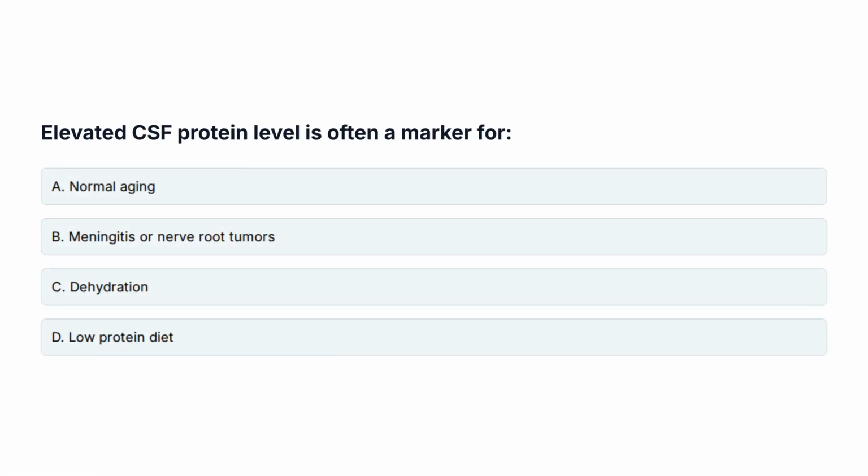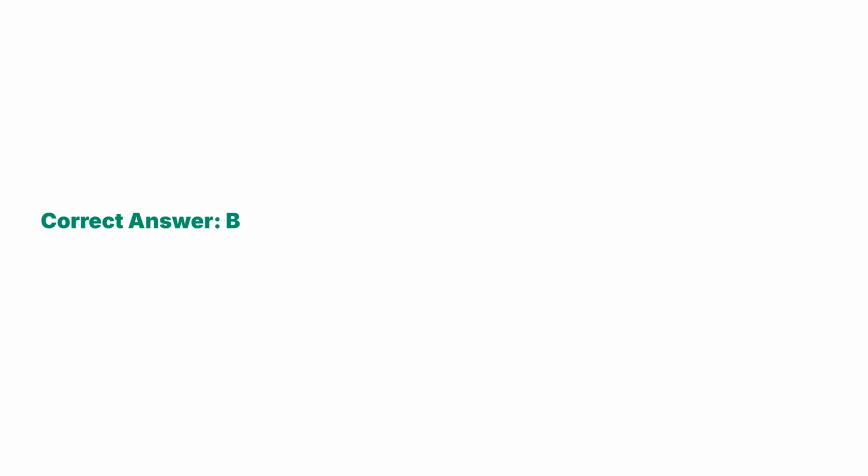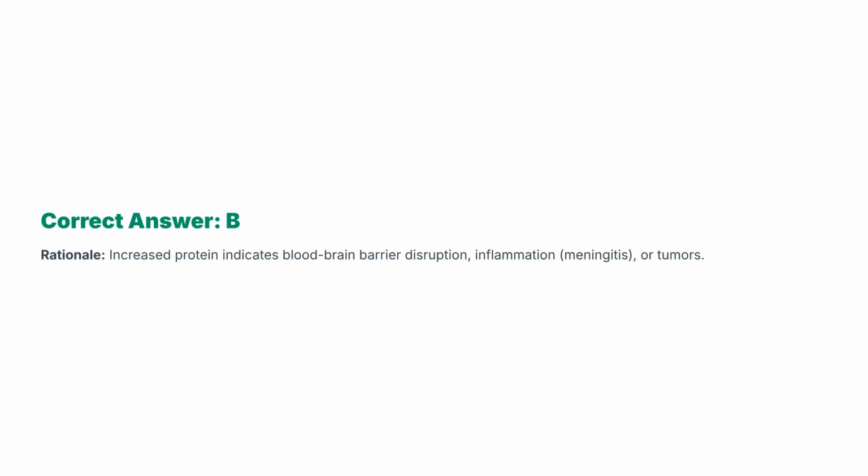Elevated cerebrospinal fluid protein level is often a marker for what conditions? The correct answer is B. Increased protein in CSF can indicate blood-brain barrier disruption, inflammation like meningitis, or tumors.